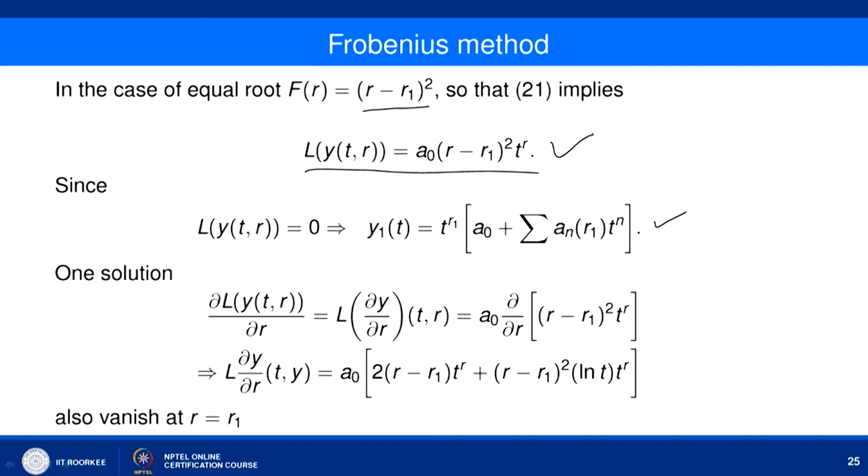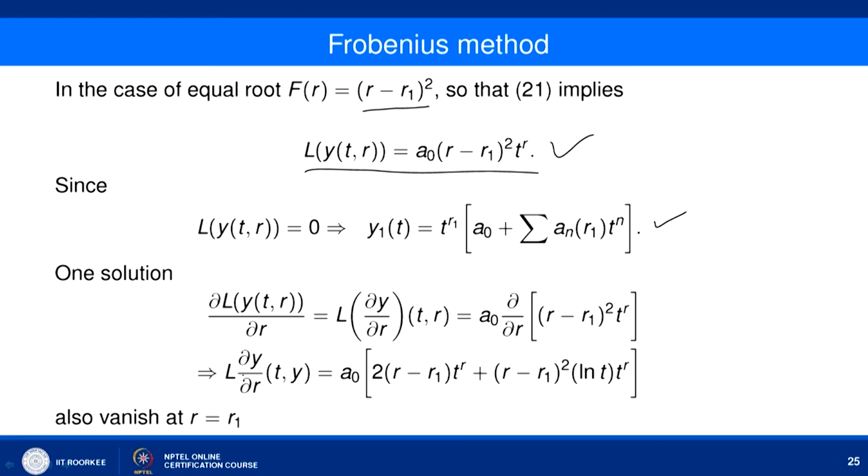So, apply ∂/∂r of L of y dr equal to L of ∂/∂r of dr. Here we already discussed that L is a differential operator in terms of t. So, if we apply the differential operator corresponding to r, it will go inside. So, here we write L of ∂/∂r of dr. If you differentiate ∂/∂r, it is a naught ∂/∂r minus r1 square t to the power, because in the right hand side we have this.